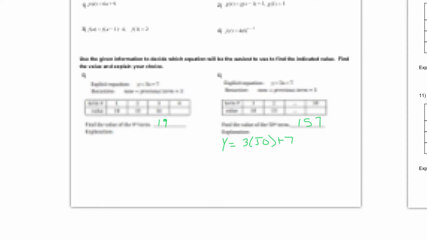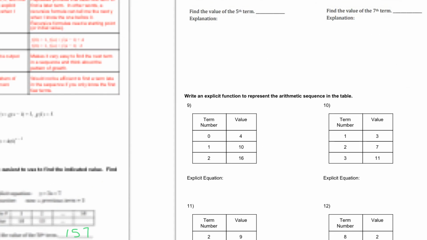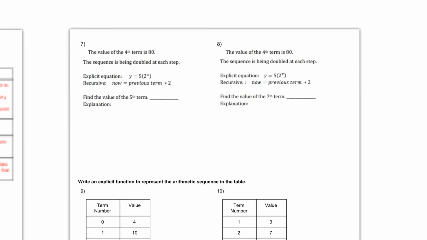And then let's move over to questions 7 and 8. For question 7, it says the value of the 4th term is 80, and I think that's something important to highlight that we're looking at here. The value of the 4th term is 80. The sequence is being doubled at each step. So our explicit equation is y equals 5 times 2 raised to the x. And our recursive is taking the previous term and multiplying it by 2.